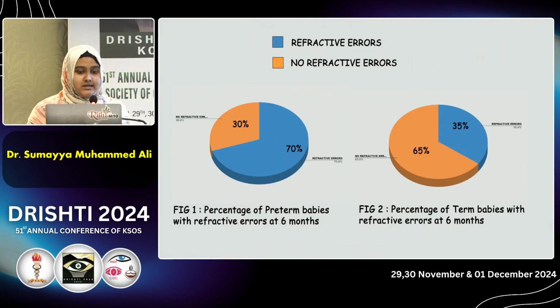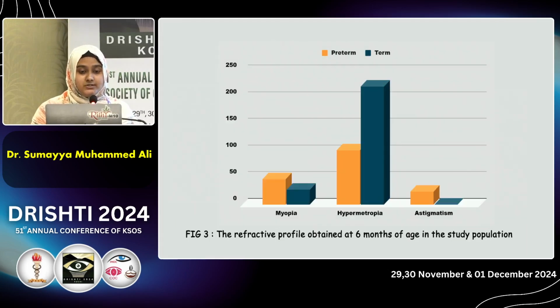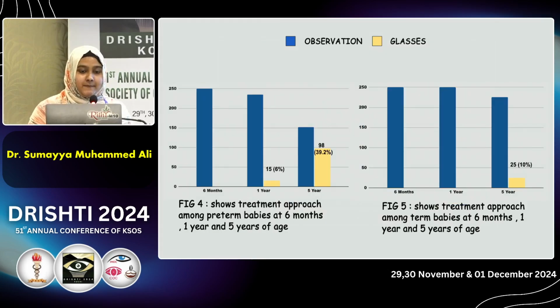So the result. In preterm babies, 70% were found to have refractive errors at 6 months, and in term babies, 35% were found to have refractive errors. We advised observation for both groups. This is the refractive profile obtained at 6 months of age in the study population. Considering the fact that children are typically hyperopic at birth, overall the preterm babies have higher prevalence of refractive errors like myopia and astigmatism than the term children.